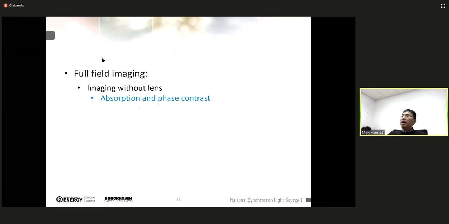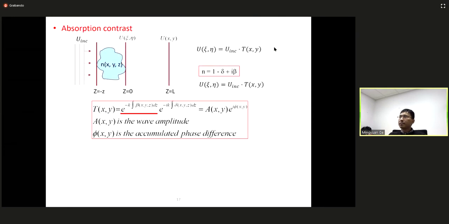Okay, so after this basic concept, we go to real imaging. For imaging, we look at full field imaging. First, we look at imaging without any lens, just a direct look at the propagation of the beam through the material. There are two kinds of mechanisms to form the image. First, we make use of absorption, which is the attenuation of the X-ray by the material, and is related to the beta. The second one is phase contrast, which is more related to the delta in the dielectric constant, if you remember. Delta is the phase and beta is the attenuation, the absorption.